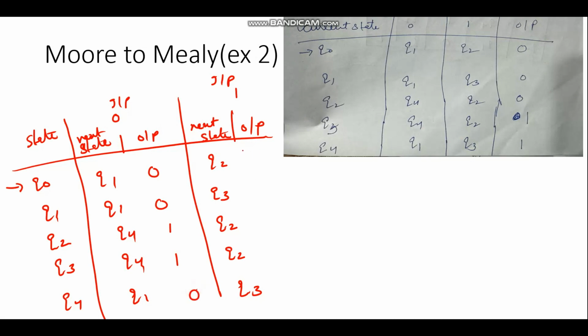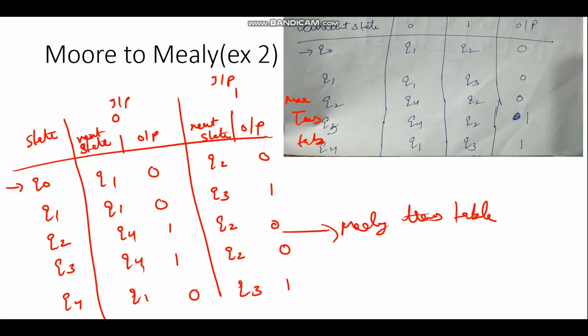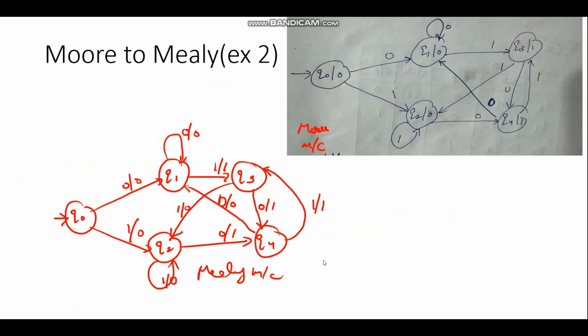Similarly, we will write the output of this. For Q2, the output is 0. Write 0 over here. Similarly, for Q3, the output is 1. We will write 1 over here. Then for Q2, it is 0. For Q3, it is 1. So we have drawn a transition table. So we have converted this Mealy transition table. For this transition table, we can draw the diagram which will look like this. So this is how we convert Mealy machine into Mealy machine.